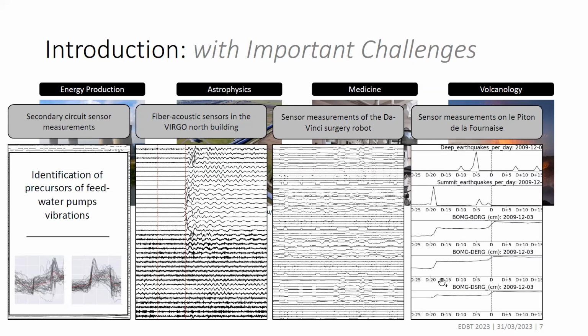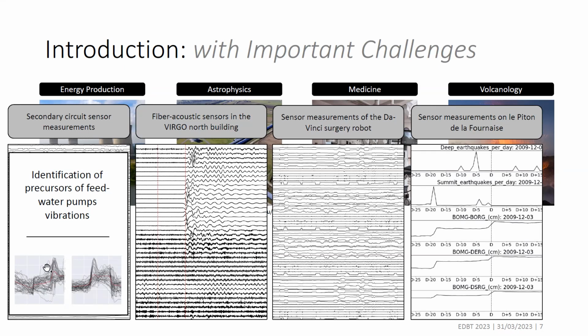So these are time series, and anomaly detection is one of the tasks you can do on time series. Anomaly detection is very useful for many applications. One application here, related to the energy production domain, is to detect precursors of unwanted events.